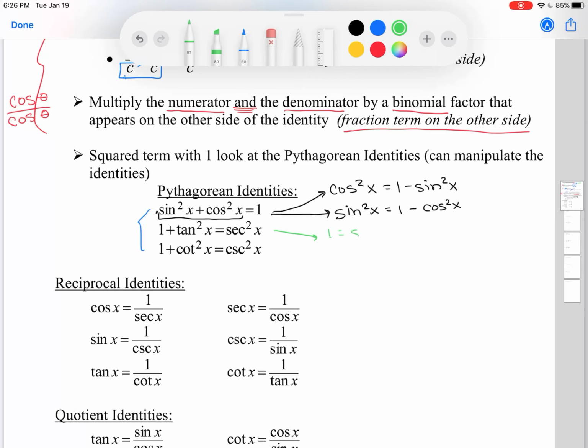I'll go ahead and finish off the rest here. We can have 1 equals secant squared x minus tangent squared x. Or another one could be secant squared x minus 1 equals tangent squared x. And then if I want to manipulate this last one here, I could say 1 equals cosecant squared x minus cotangent squared x. Or I can say cosecant squared x minus 1 equals cotangent squared x.